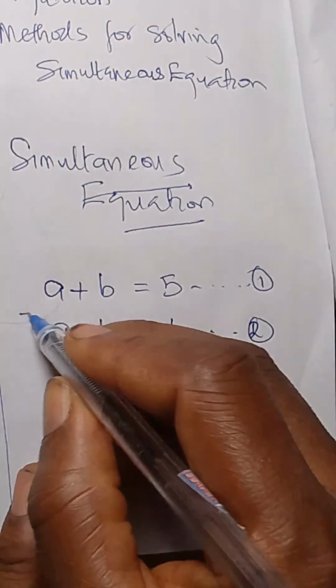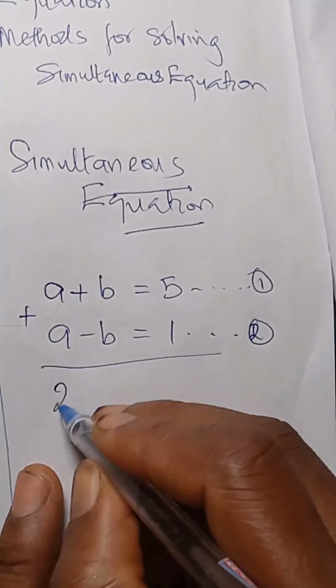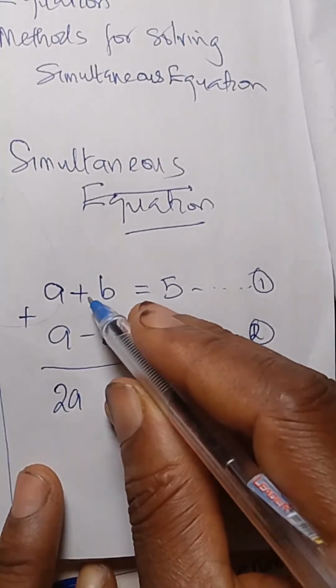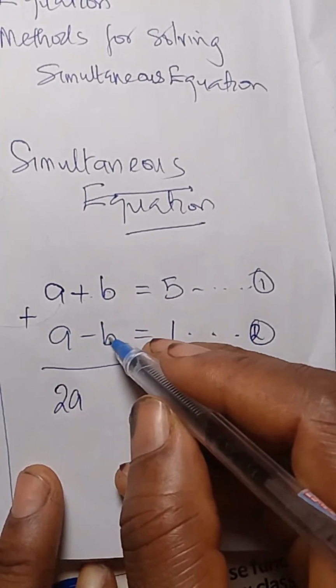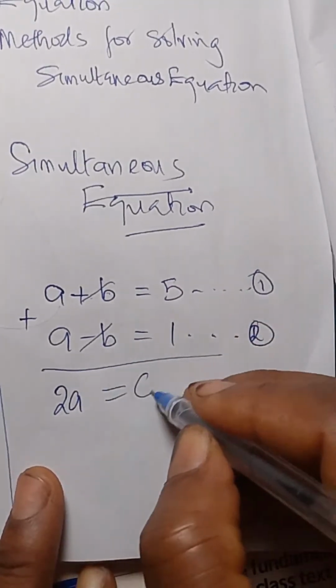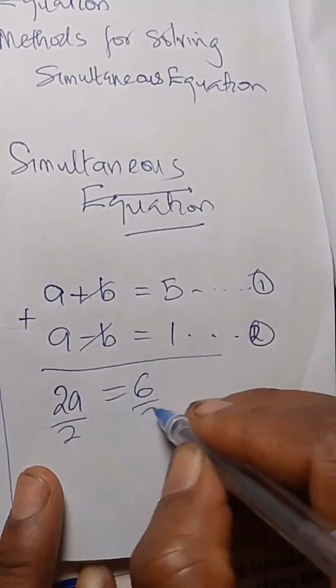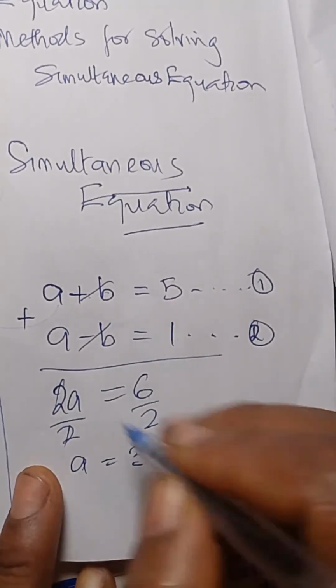We are just going to add the two of them. A plus A will give us 2A. Plus B being added to minus B, they will just cancel off. And we have 5 plus 1 is 6. So we divide both sides by 2. A is equal to 3. So our A is 3.